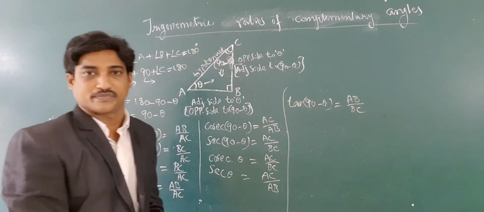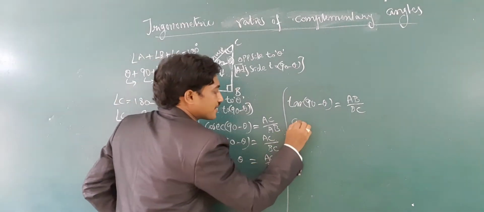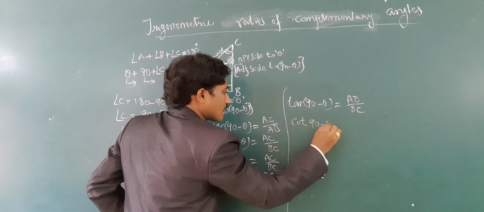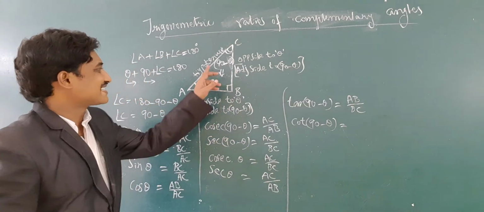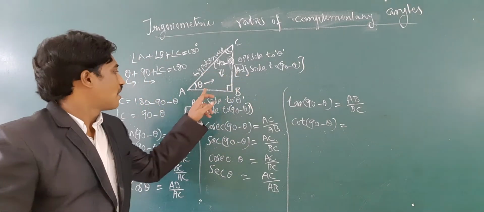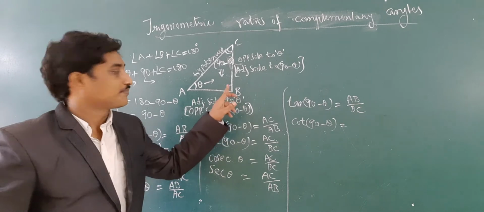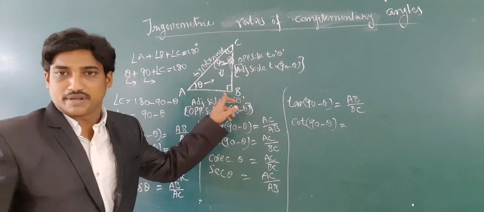AB by BC. Cot 90 minus theta is the adjacent side to 90 minus theta by the opposite side to 90 minus theta, that is BC by AB.